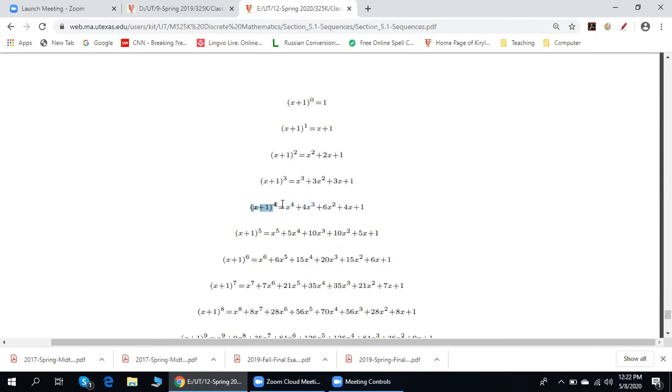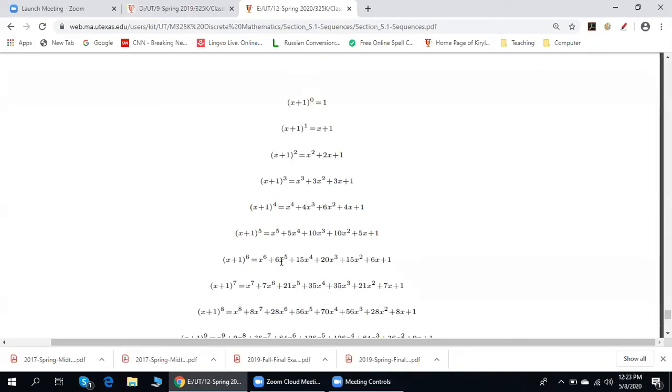Why is that? I think it maybe has to do with the number of combinations. For x cubed, there's 4 combinations, or possibilities, and for x squared there's 6. Okay, so you're talking about combinations. Combinations of what out of what?